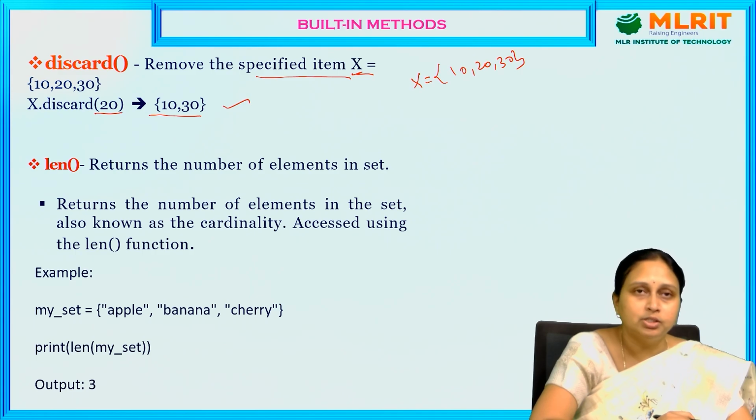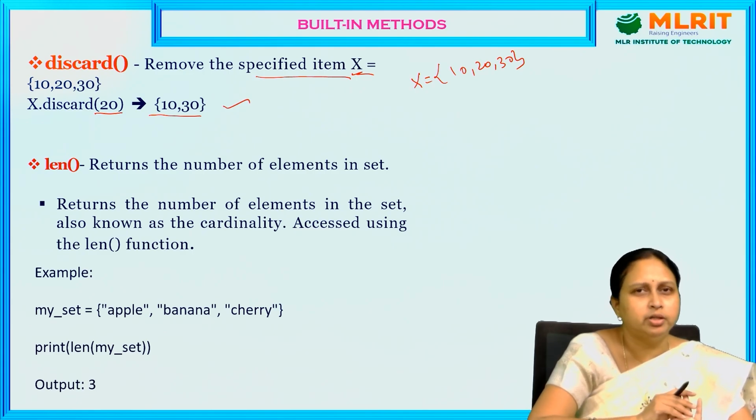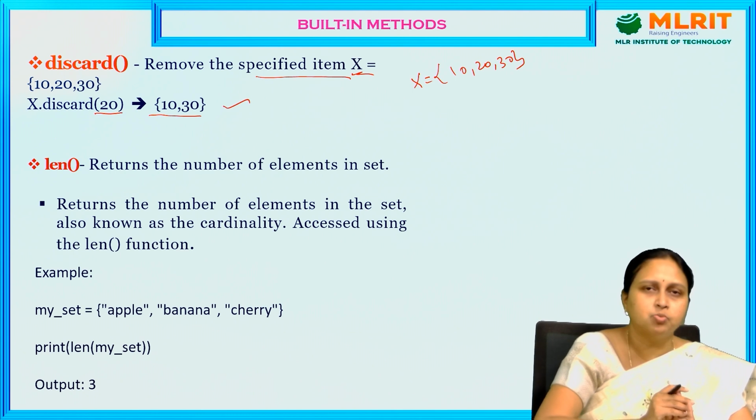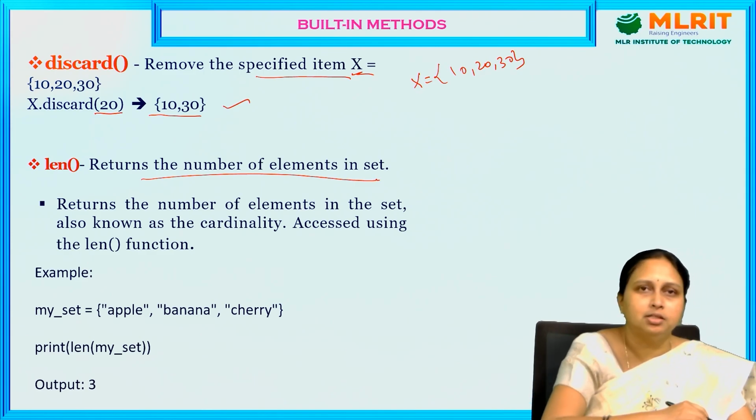The next function we have is the length function. We have seen this function with tuples, lists as well as dictionaries. The same functionality it is going to do. Let us see the definition and an example for the length function. This returns the number of elements in the set. How many elements are present in the set, that is going to be returned.